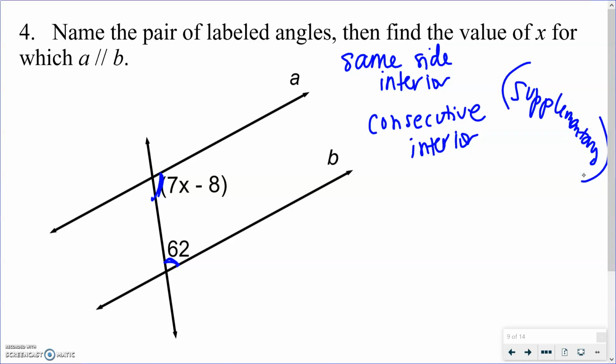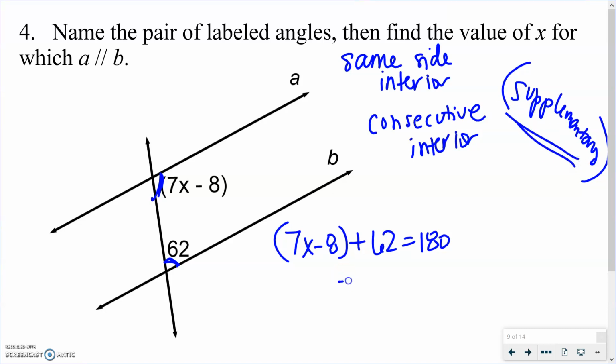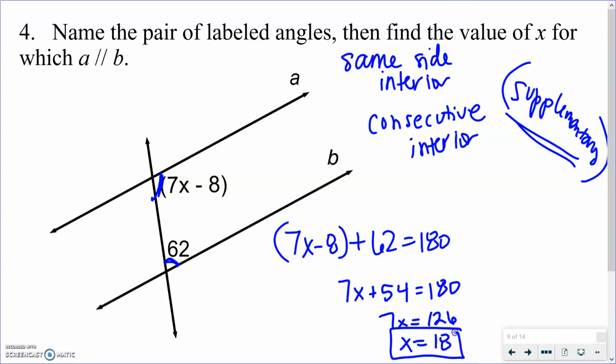So what that means is, for A and B to be parallel, I need 7x minus 8 plus 62 to be equal to 180 degrees, because that is the value that's going to force those lines to be parallel. Okay, because they are supplementary. So then I can do 7x plus 54 equals 180. So 7x is equal to 126. So x is equal to 18. And that is the value that is going to make those same side interior angles supplementary, which then will force A and B to be parallel lines.